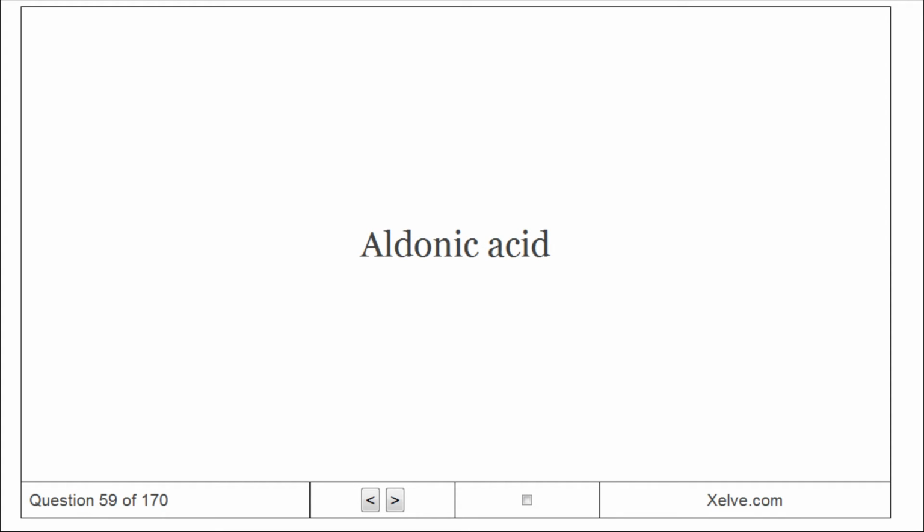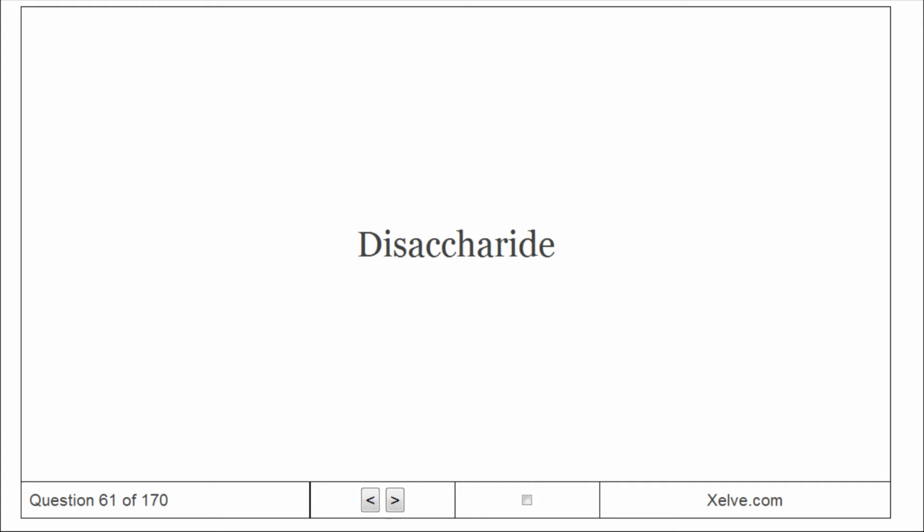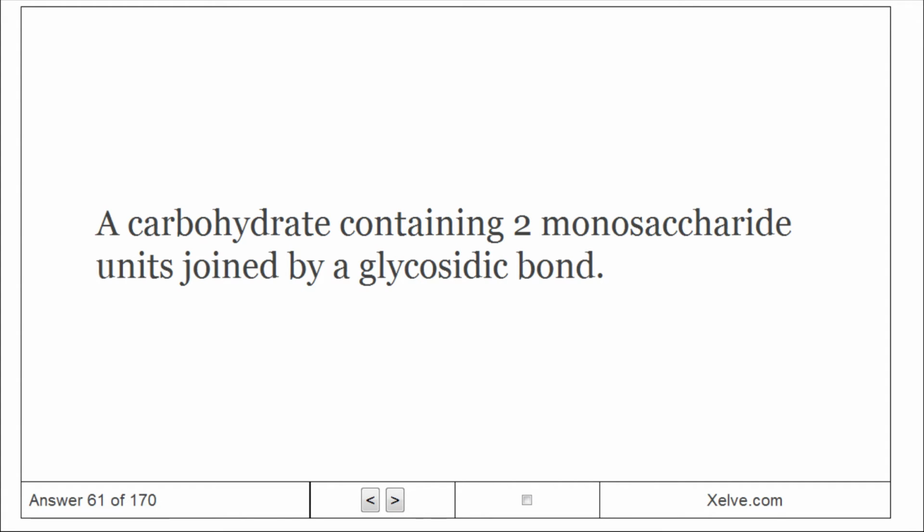Aldonic acid. Oxidation product. Reducing sugar. A carbohydrate that reacts with an oxidizing agent to form aldonic acid. Disaccharide. A carbohydrate containing 2 monosaccharide units joined by a glycosidic bond.